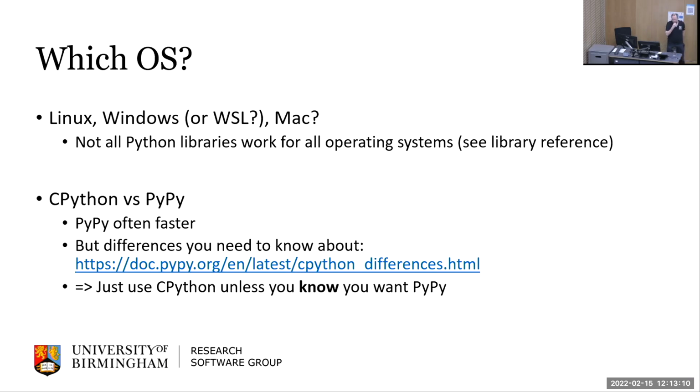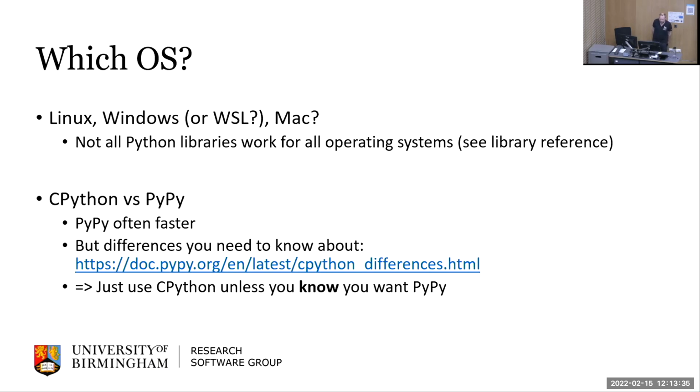Which Python? This is a question that probably won't be relevant to most people. There are actually two implementations of Python. There is CPython, which is the normal one, the reference implementation and the one that everybody uses, apart from the few people who use PyPy, which is a Python implementation of Python.